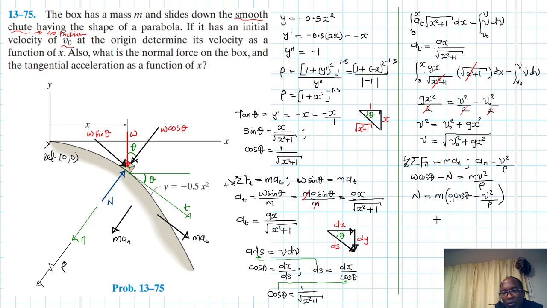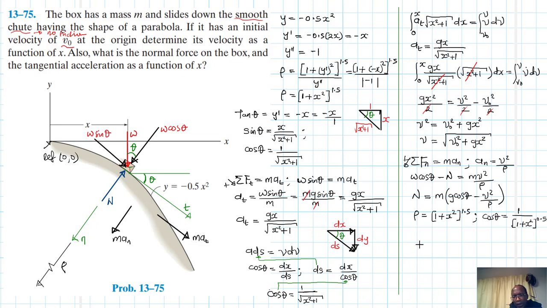So we know what cos theta is and what rho is. Our rho is equal to 1 plus x squared to the power 1.5, and cos theta is equal to 1 divided by 1 plus x squared to the power 0.5.